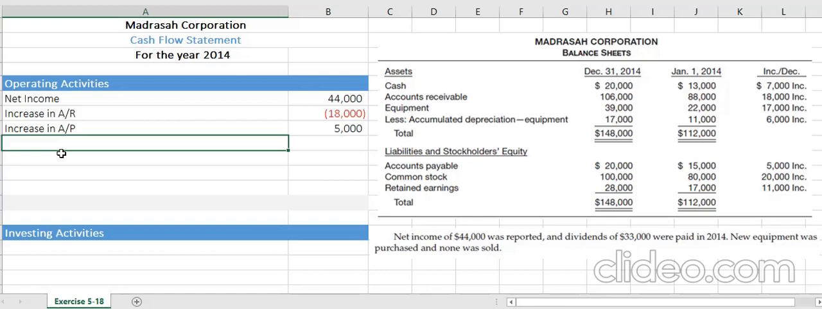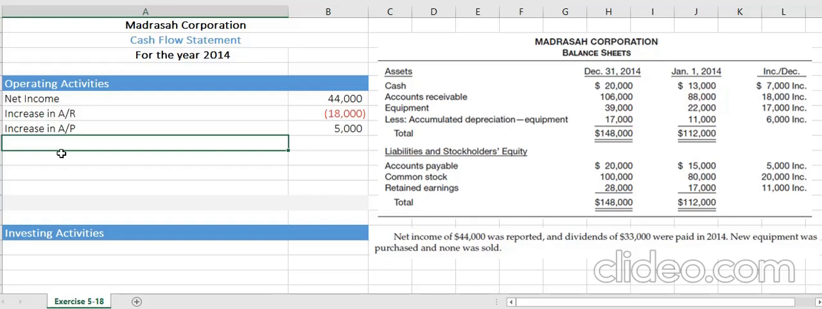Okay, now what type of non-cash transactions are we looking for? If there is any profit or loss, gains and losses due to sales of assets, or if there is any depreciation during the year, because that is a non-cash expense.